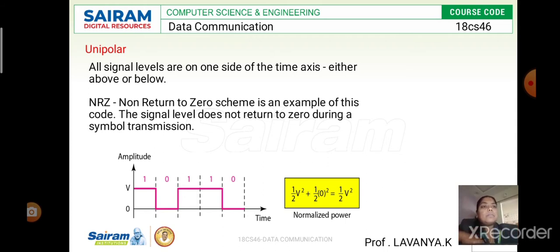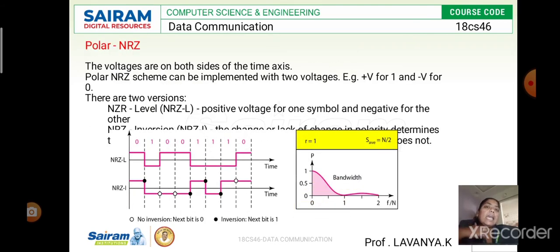The next method is polar NRZ. The polar technique is also one of the line coding techniques. Under this NRZ technique, non-return to zero, there are two techniques: NRZ-L as well as NRZ-I. NRZ-L stands for non-return to zero level, and NRZ-I is the non-return to zero inversion technique. These are the two techniques used for polar NRZ, and we will see them one by one.